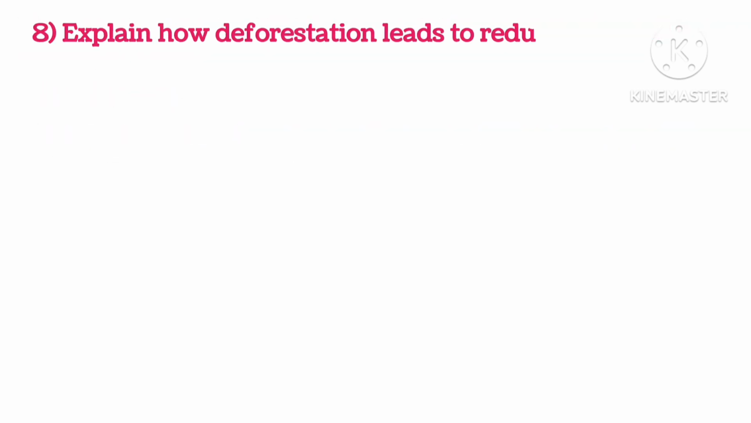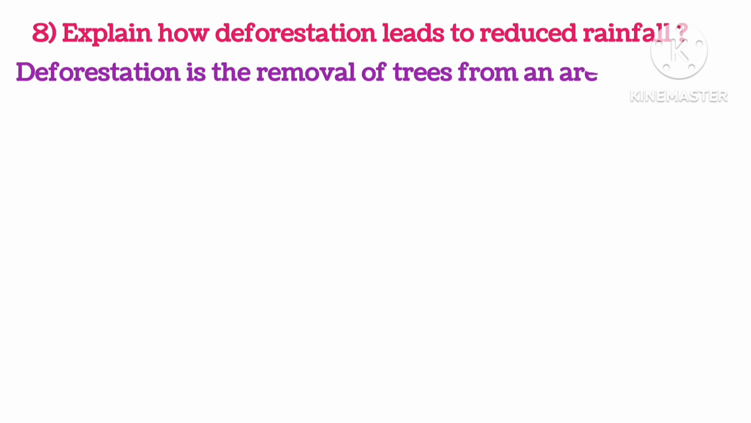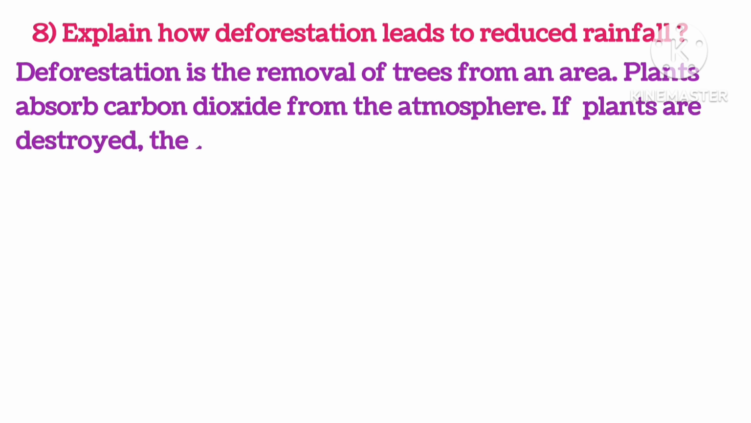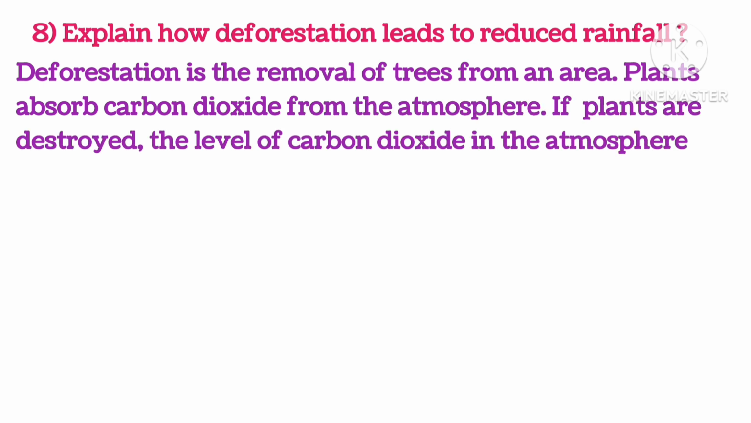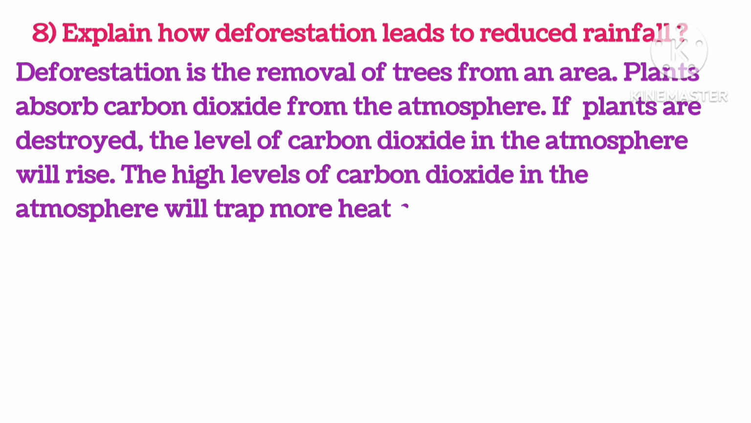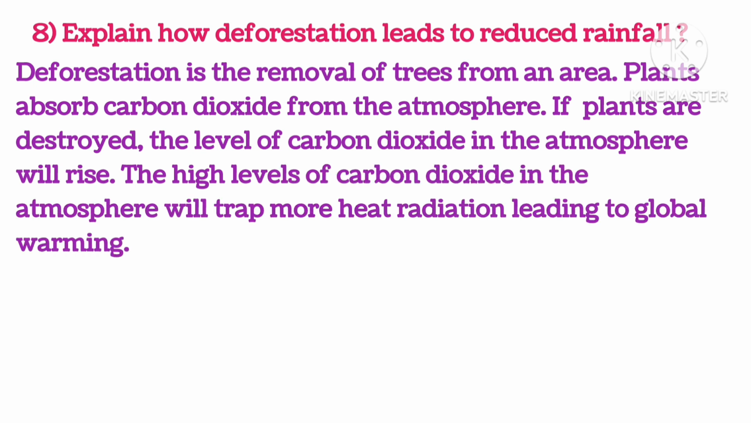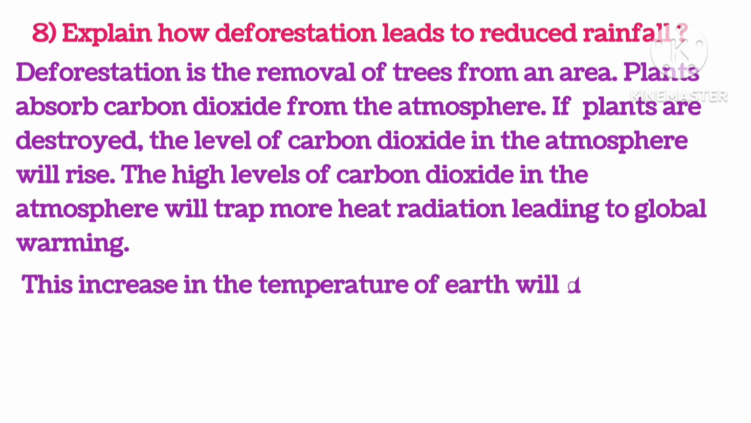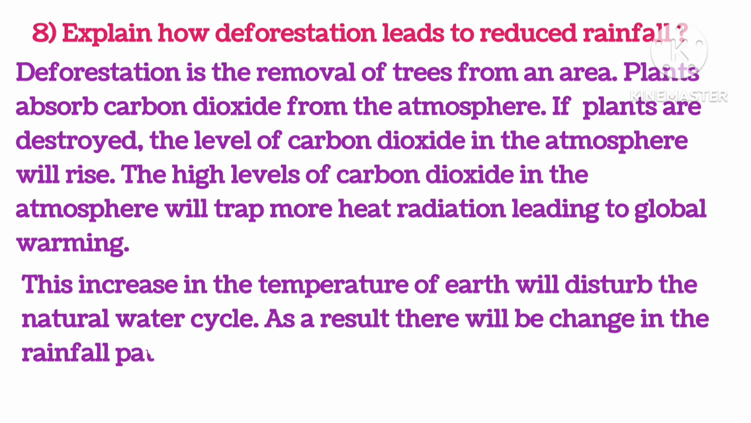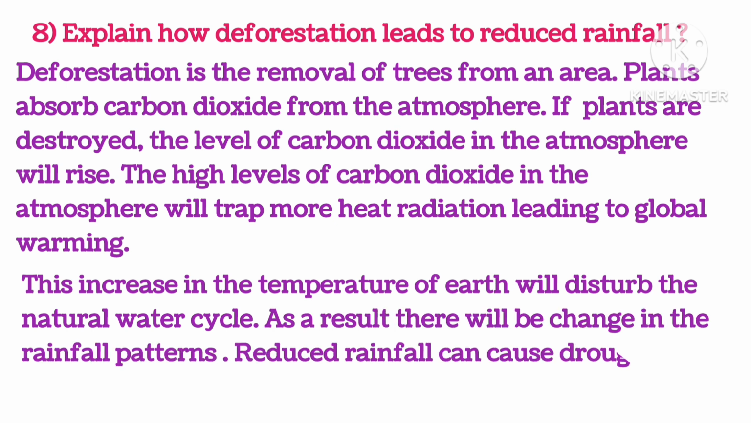Explain how deforestation leads to reduced rainfall. Deforestation is the removal of trees from an area. Plants absorb carbon dioxide from the atmosphere. If plants are destroyed, the level of carbon dioxide in the atmosphere will rise. The high level of carbon dioxide will trap more heat radiation, leading to global warming. This increase in the temperature of the earth will disturb the natural water cycle. As a result, there will be changes in the rainfall pattern. Reduced rainfall can cause droughts.